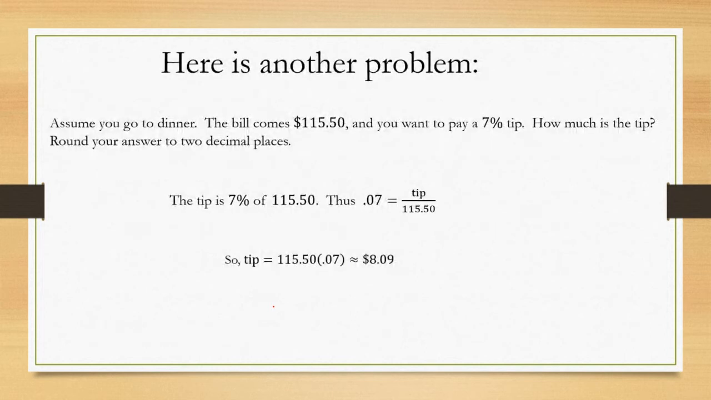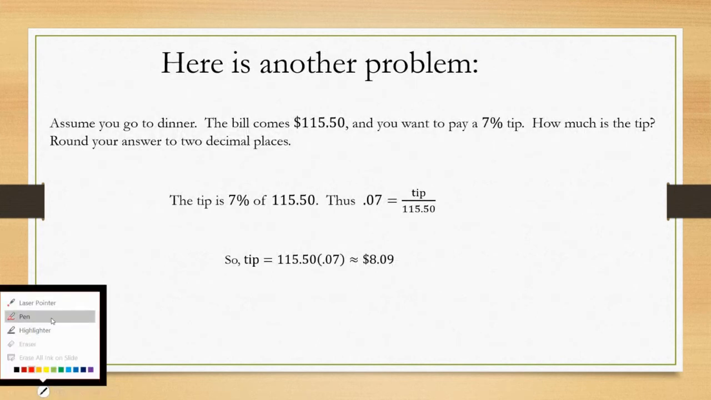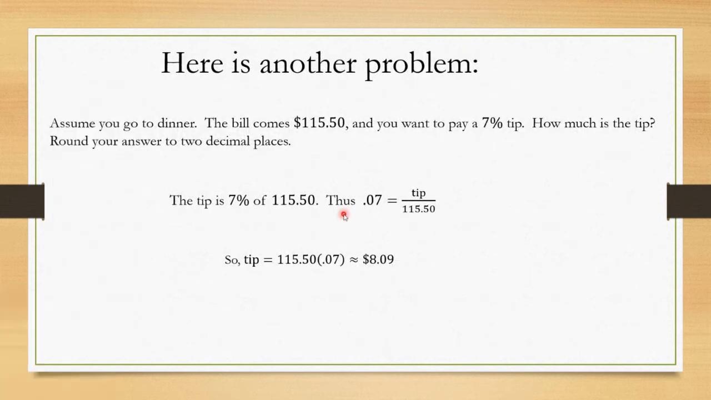Okay. So here's another kind of problem where percents come up. You know, let's say you go out to dinner or wherever and you want to leave a tip, right? Well, a tip is a percent of the bill. You go to a restaurant, after you eat your meal, the bill comes and you want to give a tip, assuming the service was good.